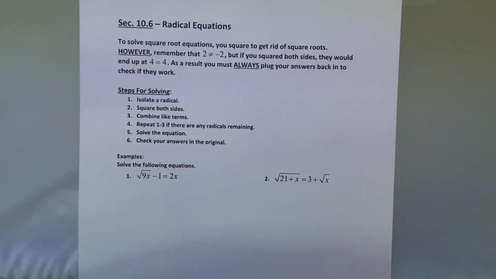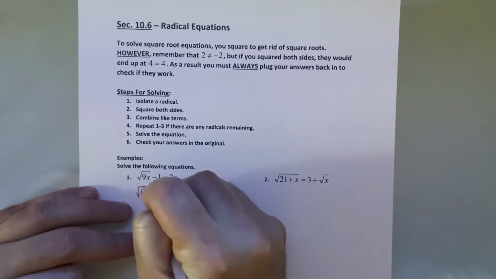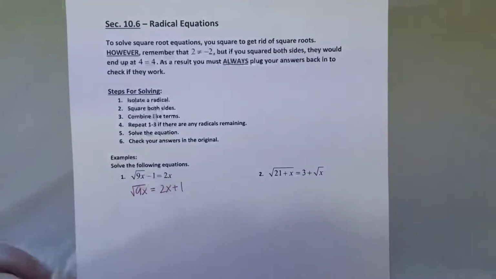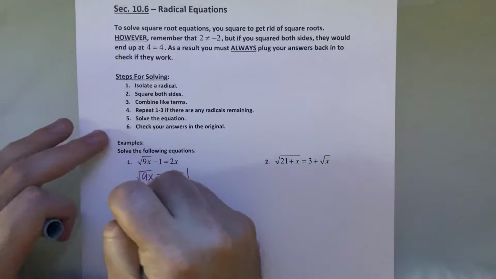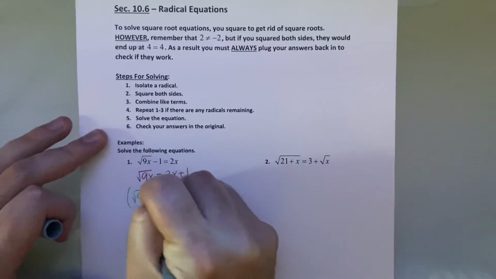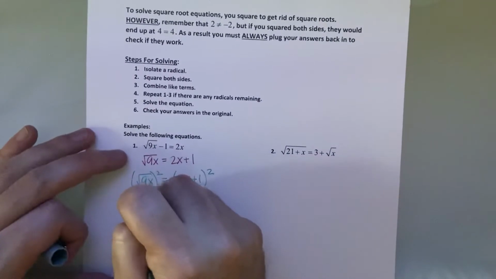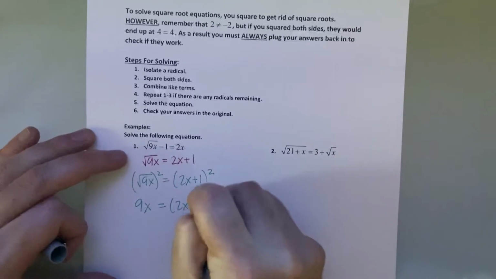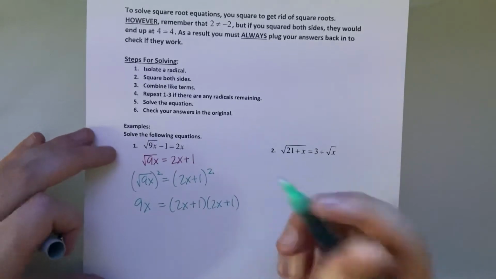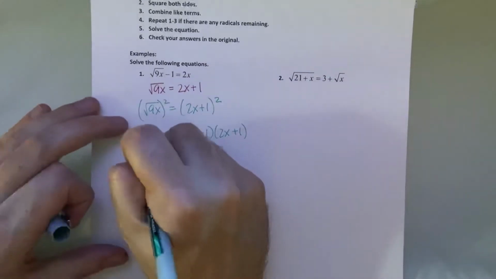So the square root of 9x minus 1 equals 2x. Get my radical by itself. The square root of 9x equals 2x plus 1. Again, to cancel this out, I need to square both sides. So I need the square root of 9x squared equals 2x plus 1 squared. On the left side, I'll only end up with 9x. On the right side, I need to do 2x plus 1 times 2x plus 1. You have to resist the urge to square both terms because you're going too fast.